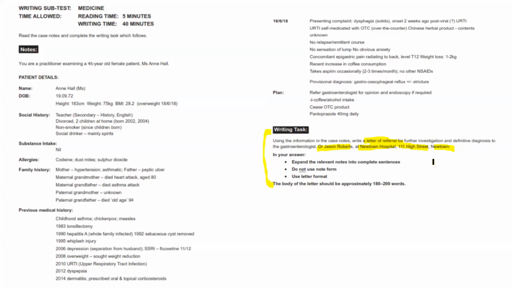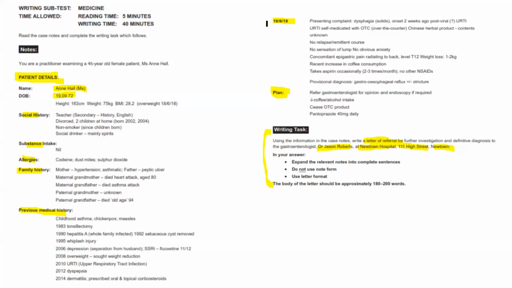And remember, in the first 5 minutes, you will not highlight or underline or write anything. I'm highlighting just to follow me while talking. And the patient details, N Hall, Ms., and this is the date of birth. And these are list information like social history, substance intake, allergy, family history, then previous medical history, and the visits, and here the plan.